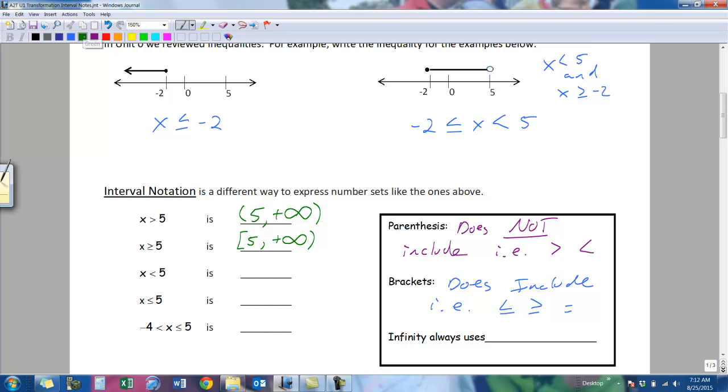Now here's the thing, infinity is always going to use parentheses. Infinity is always going to have parentheses. It's never going to use brackets.